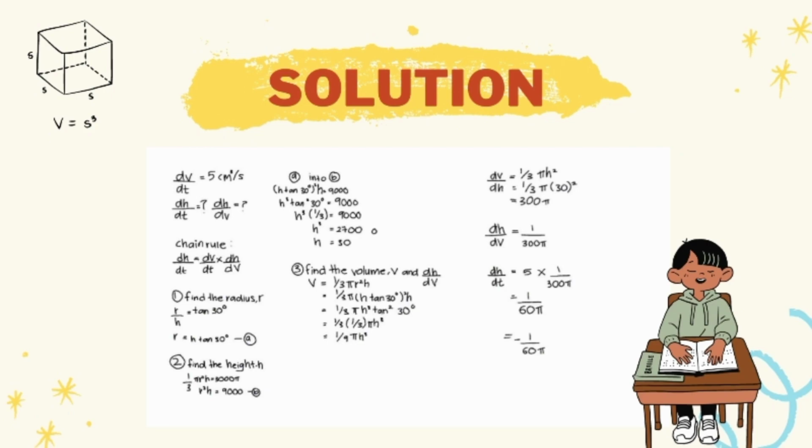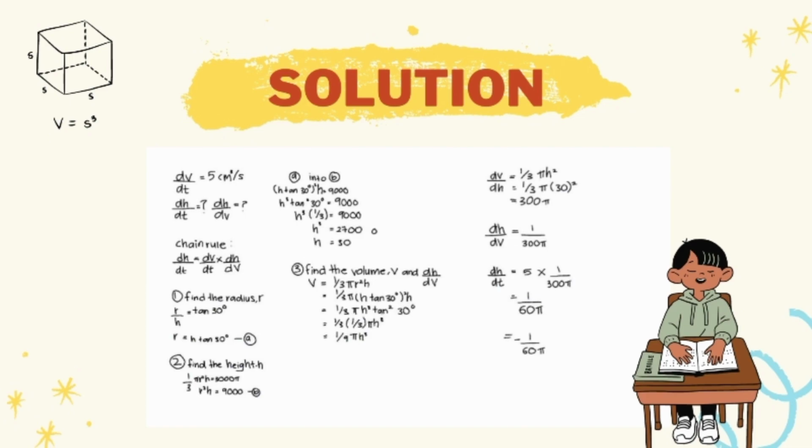For the third step, we need to find the volume V and dH per dV. Once again, use the volume of the cone, which is V equals 1 over 3 pi r squared h, and then substitute the radius and the height into the equation. So, for the volume, we will get 1/9 pi h cubed. Then, differentiate the volume of the cone that we got just now and insert the height of the cone, and we will get dV per dH equals 300 pi, and dH per dV will become 1 over 300 pi.